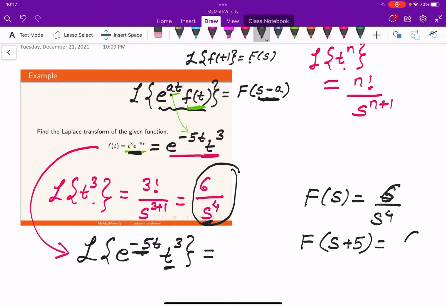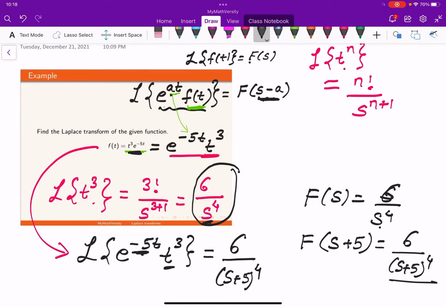So how do you evaluate this function at s plus 5? Just replace s completely by s plus 5, right? So this is how we should do it, and then that's it. That should be our Laplace transform of the given function: 6 over s plus 5 to the power 4.